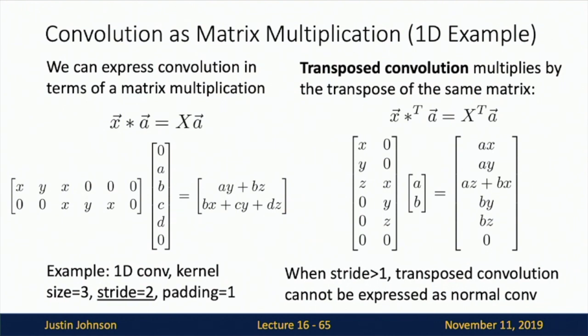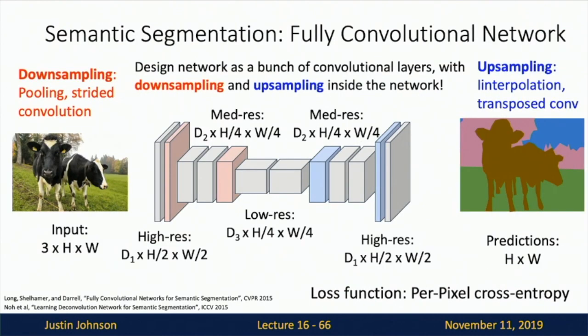And by the way, looking at convolution in this way is another easy way to derive the backward pass for convolution. In particular, it makes it really easy to see that the forward pass of transposed convolution is the same as the backward pass of normal convolution. So it's another nice symmetry between these two operators.